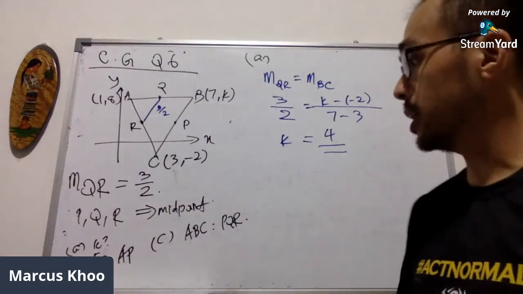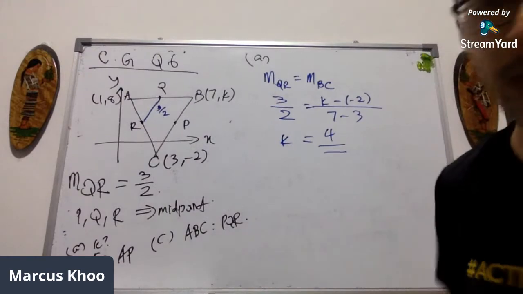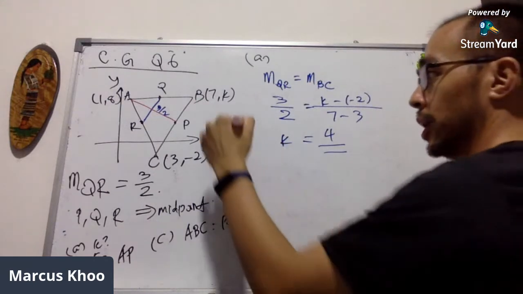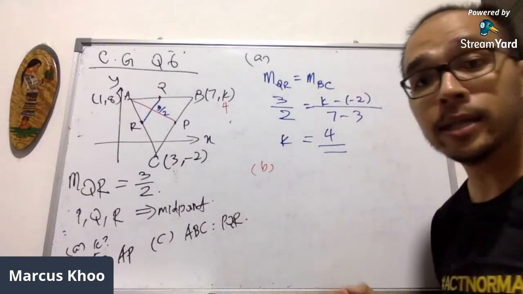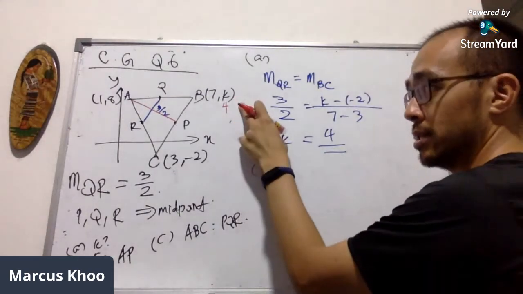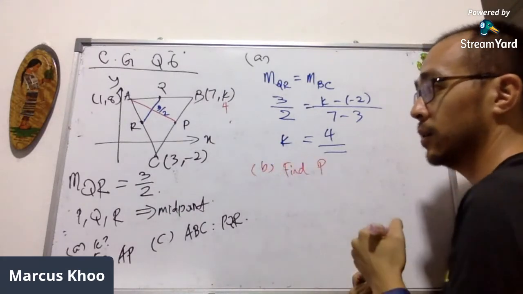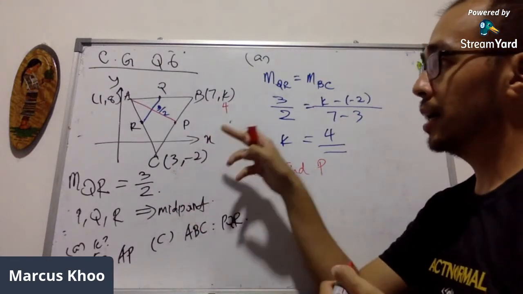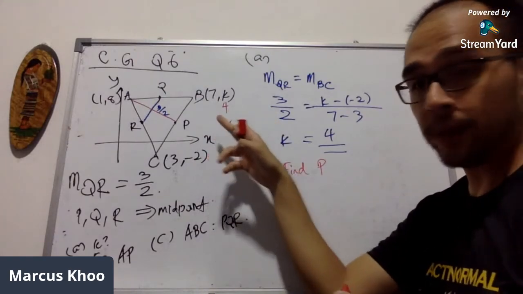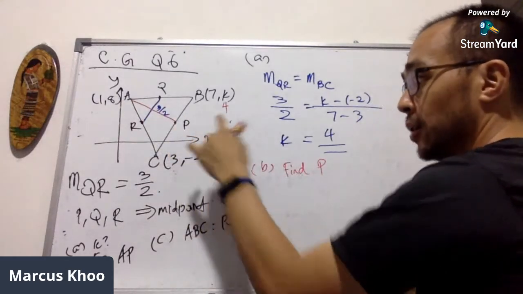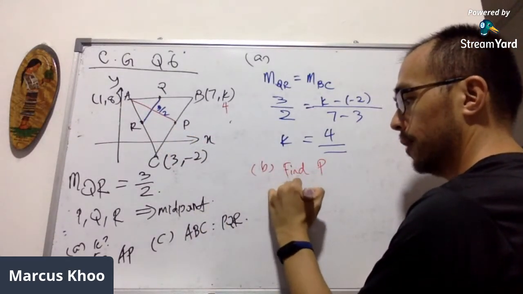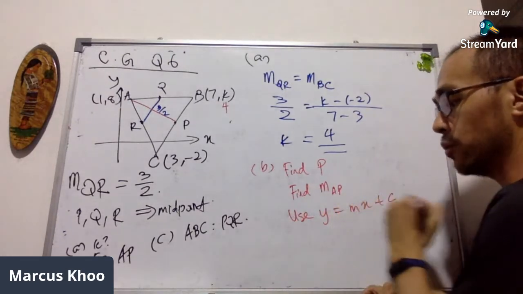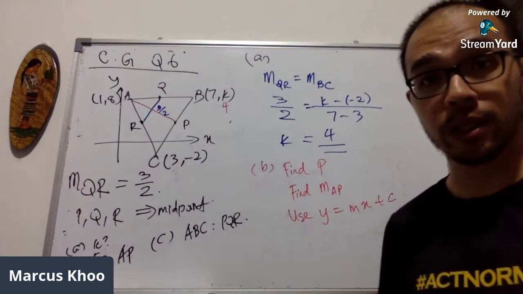Then after that, the next question is the equation of AP. Once I have the value of K equals 4, I'm going to give you the steps only, and you figure it out. Since I know this is 4, I can find P, because P is the midpoint. So 7 plus 3 over 2, and then 4 plus -2 over 2, I get this one. Since I have point A and point P, I can find the gradient of AP. Then use y equals mx plus c to find c, and then you've gotten the entire equation in itself.